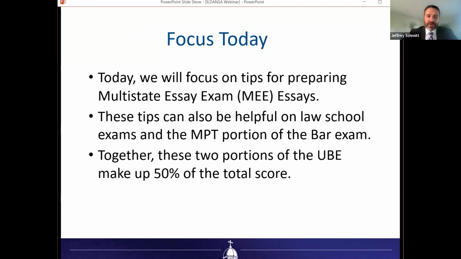So again, I want to focus on essay writing. Essay writing is important because if you combine the MEE, the essay portion, and the MPT, that's 50% of your total score. It's also going to be 50% of your exams in the program, right? So you need to be able to write good essays to be successful.